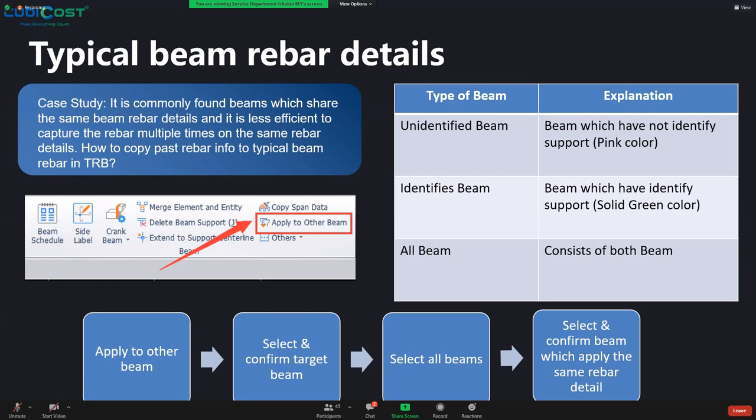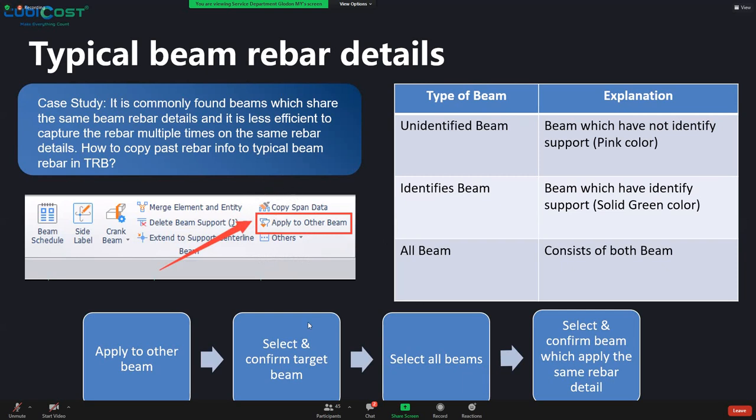Our software wants to boost your efficiency. So if you are required to capture all B1 again, it is not efficient. And what if B1 and B2 apply the same rebar quantity, or should I say rebar layout? If I have to do it twice, it's double work. It's not efficient at all. So basically, you can use this apply to other beam function to copy one beam's rebar details to another beam.